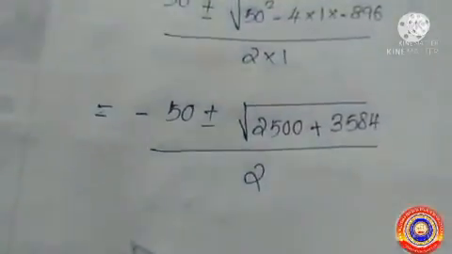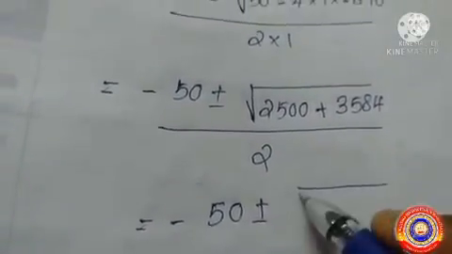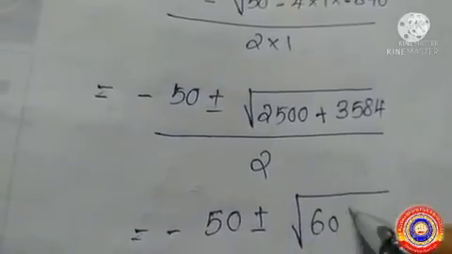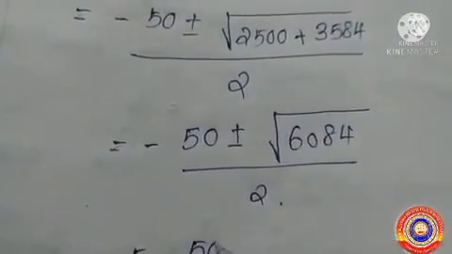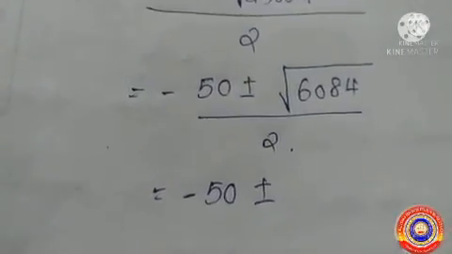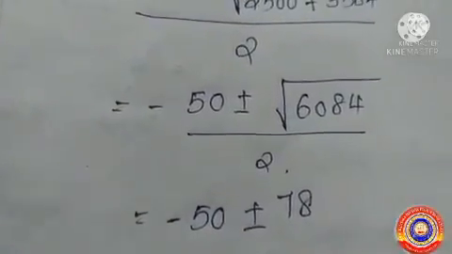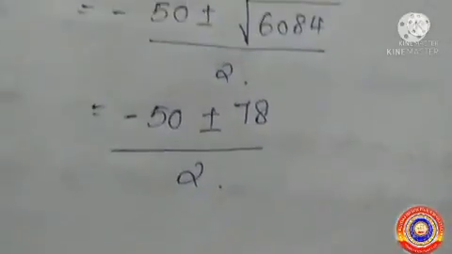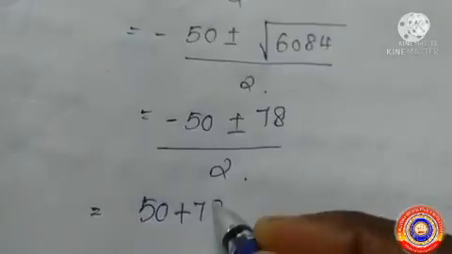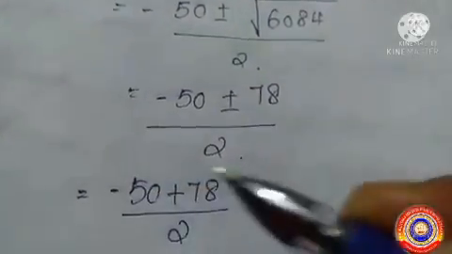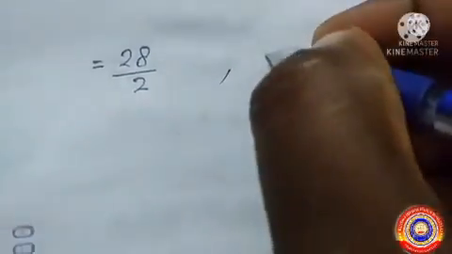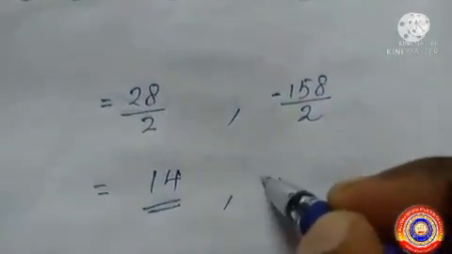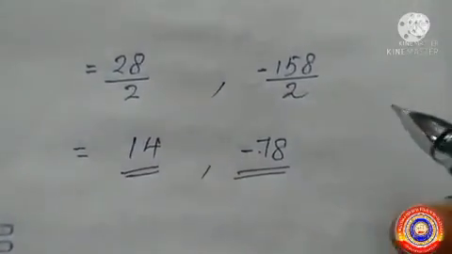So plus 4 into 896, which is equal to 3584, divided by 2, which is equal to minus 50 plus or minus root of 6084, divided by 2, which is equal to minus 50 plus or minus root of 6084 equal to 78, divided by 2. Here we get two values. Which are the two values? Minus 50 plus 78 by 2, comma minus 50 minus 78 by 2. Minus 50 plus 78 equal to 28 by 2, and minus 50 minus 78 equal to minus 158 by 2, and it is equal to 14 comma minus 78.